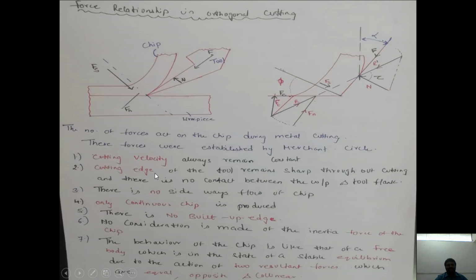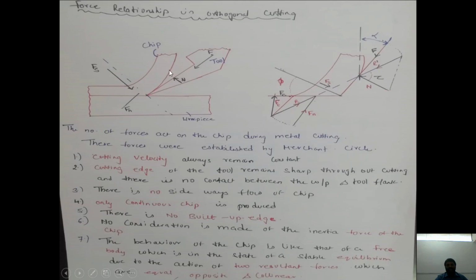Okay. So before going to that one, there are a number of forces acting on the chip during metal cutting. Here, we are saying that this can be established by the Merchant circle. I am saying a Merchant circle means the joining of two triangles here, and then the Merchant circle diagram will form here.